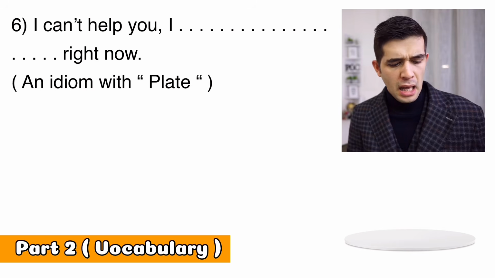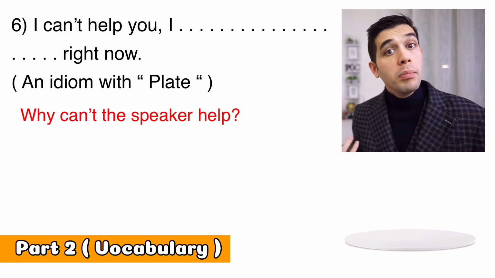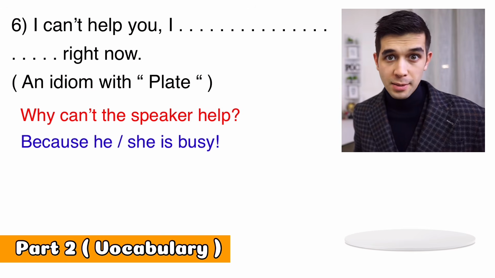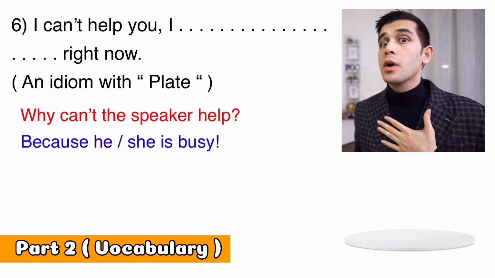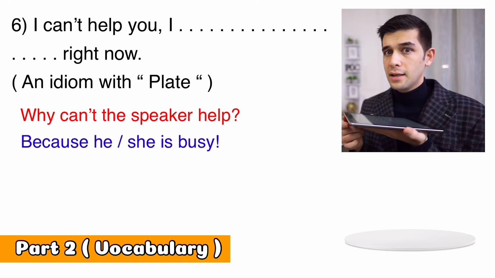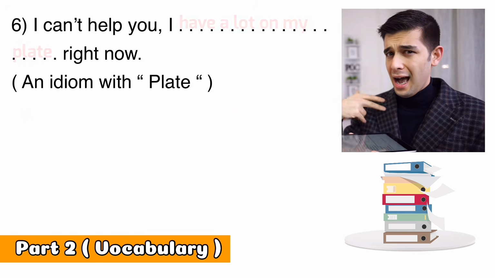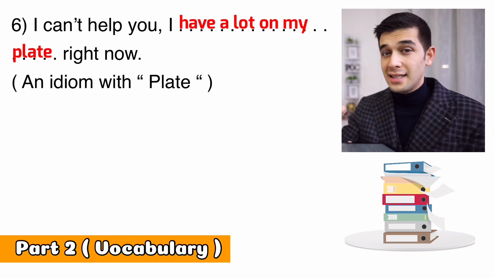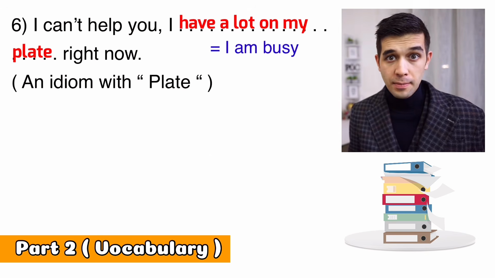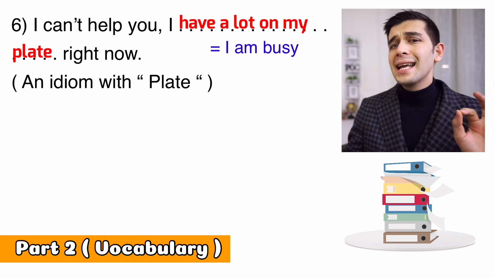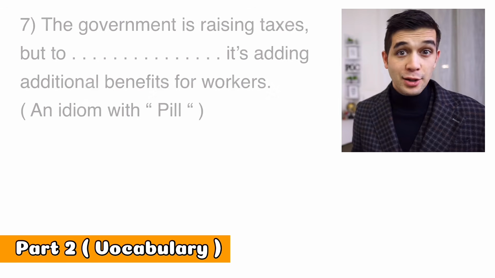Let me help you. In this sentence, why can't the speaker help? Because he or she is busy, right? Think of an idiom with the word plate, which means you are busy. This is my plate, and there are lots of things on my plate. I have a lot on my plate. That's the idiom. If you have a lot on your plate, that means you are busy. Now look at the question. I can't help you. I have a lot on my plate right now. Let's go to question 7.